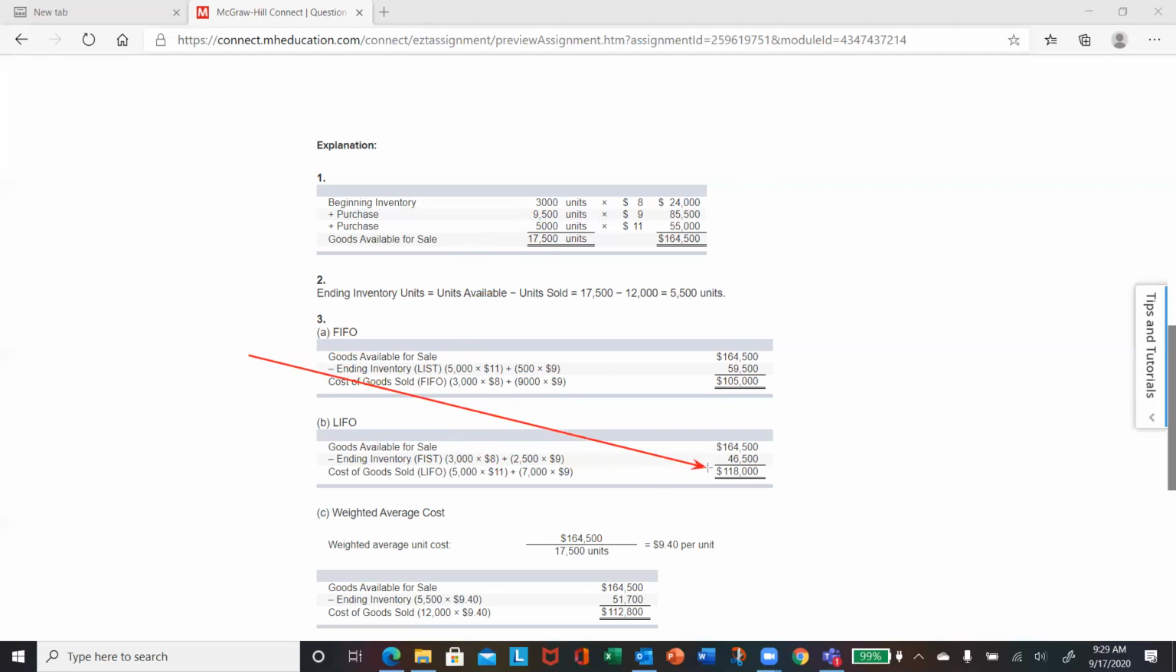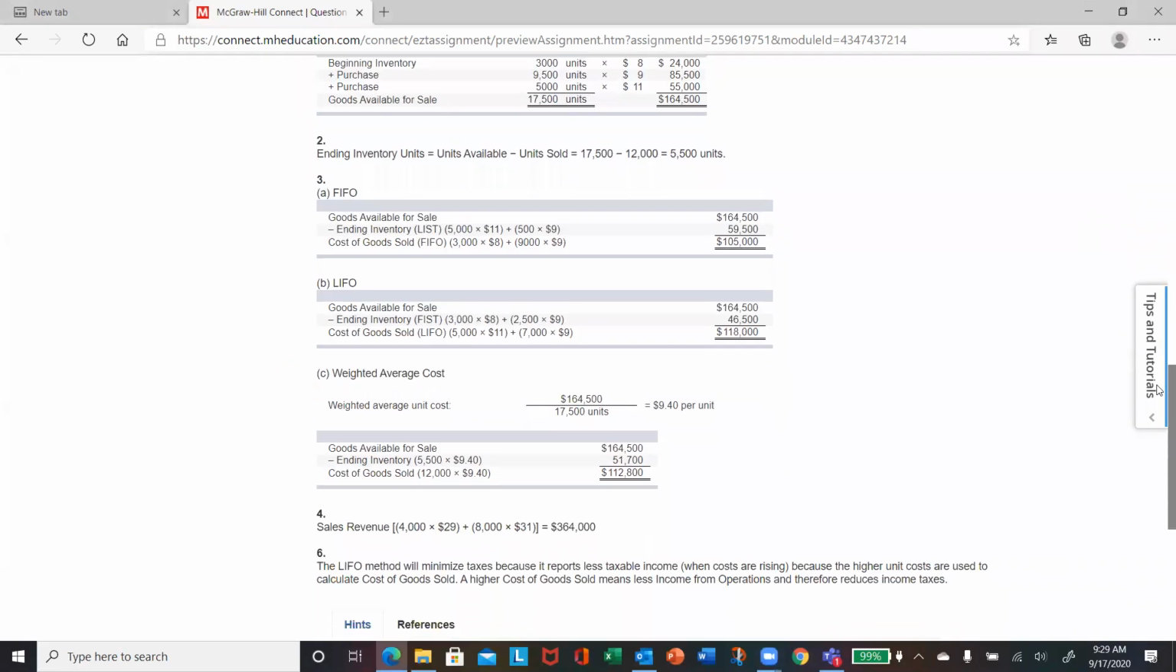to get your cost of goods sold. The weighted average, you just divide, there's your average cost per unit, and then take respectively that cost per unit times the units in ending inventory and cost of goods sold. So that's the meat of all the calculations on this.